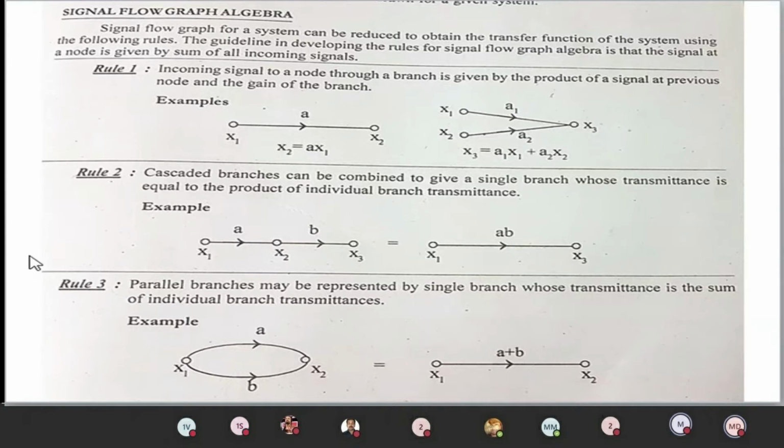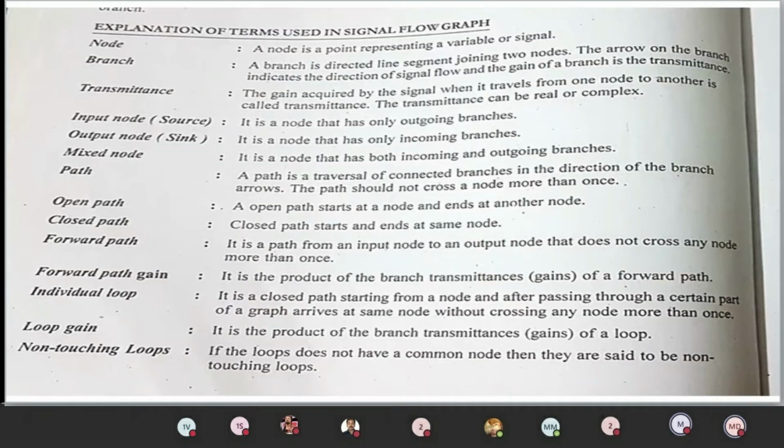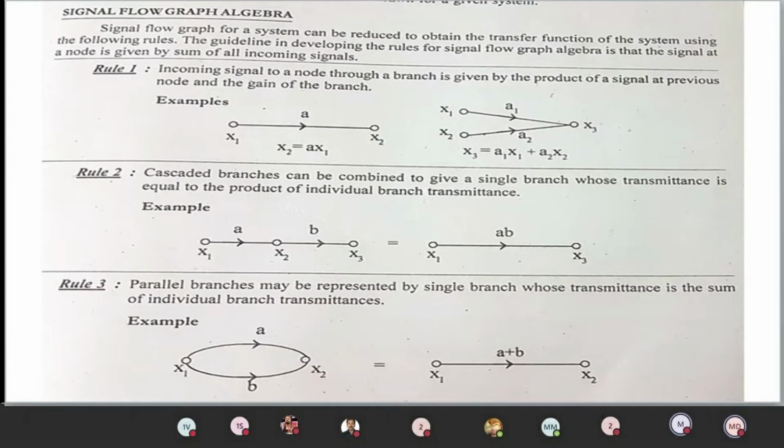Now let us look into the different signal flow graph algebras, that is, the rules. The rules are not essentially different. They are similar to your block diagram reduction rules. For example, if A and B are in cascade, the result is AB. And if A and B form a parallel forward path, it is A plus B. It doesn't mean that each one has a different rule or a different method. The rules are essentially the same.